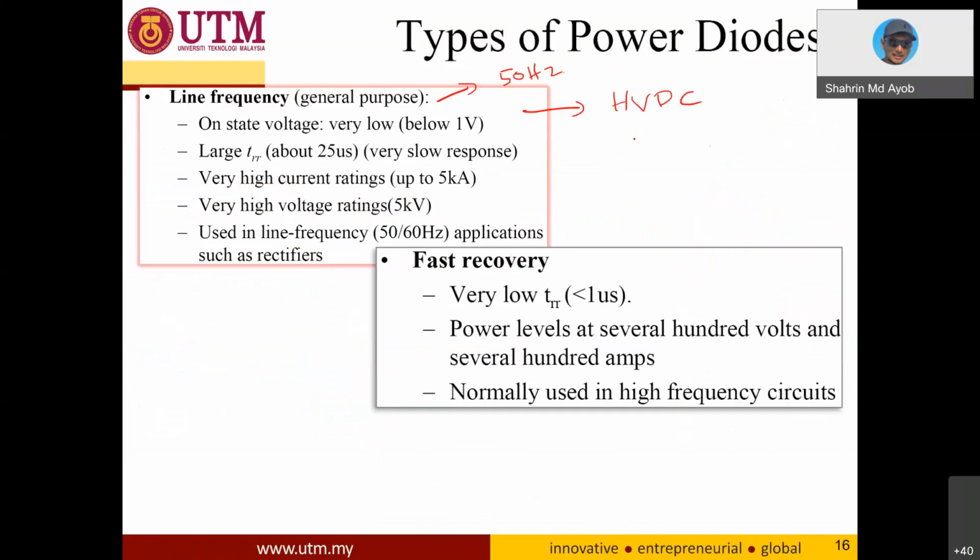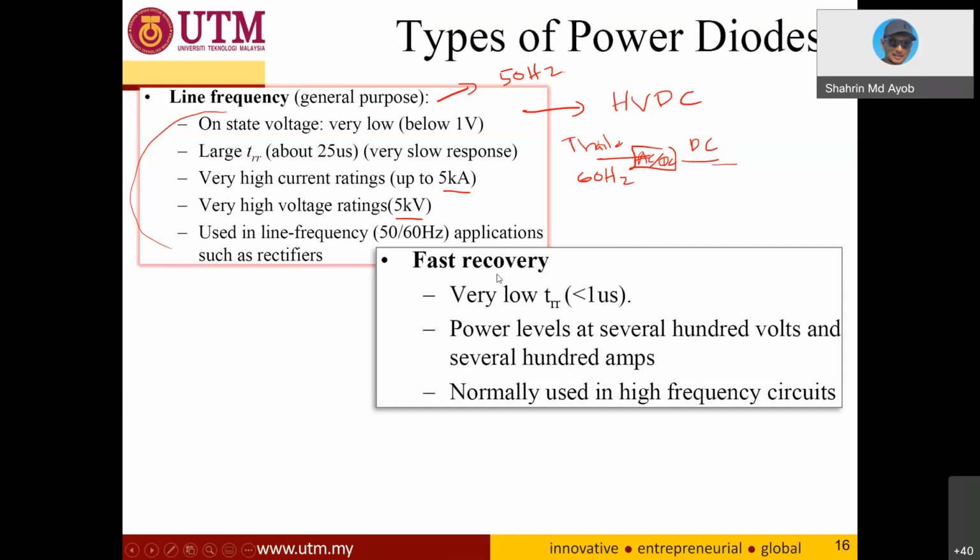Because we know that HVDC requires AC to DC rectification, for example from Thailand, 60 hertz, so you need to convert it into DC. Usually that one is a very high power rating, so that's why we use the diode that has this rating, very high current rating and very high voltage rating. But since this is a line frequency, there is no need for a very fast TRR. You can use a very slow TRR, because it is just a line frequency.